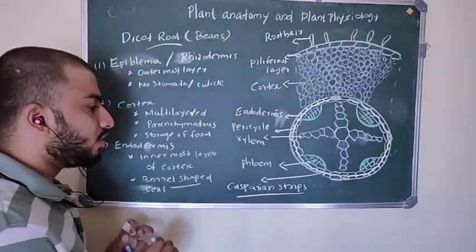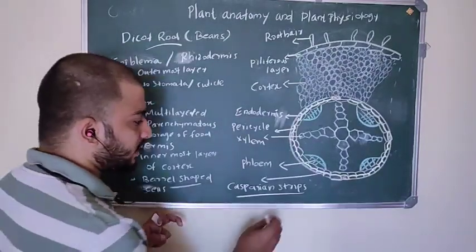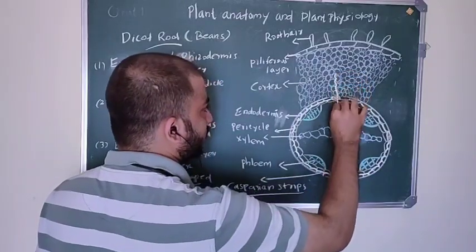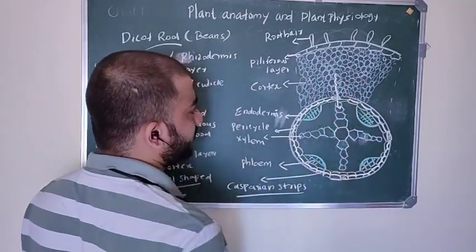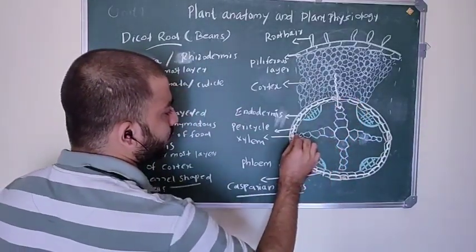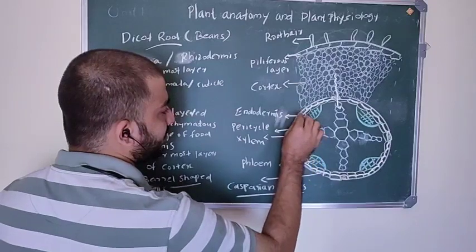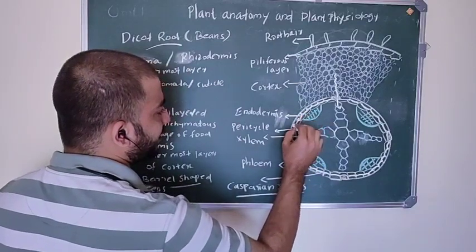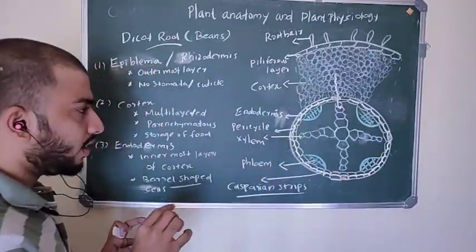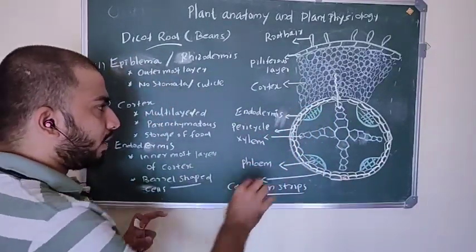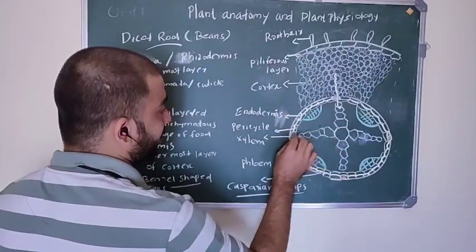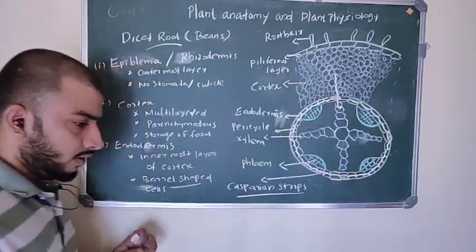What is the role of these Casparian strips? They help in the transport of water from the cortex to the xylem tissues. Here you see Casparian strips, and here also. The Casparian strip does not allow water into other cells, but it allows water to pass from the cortex to the xylem.